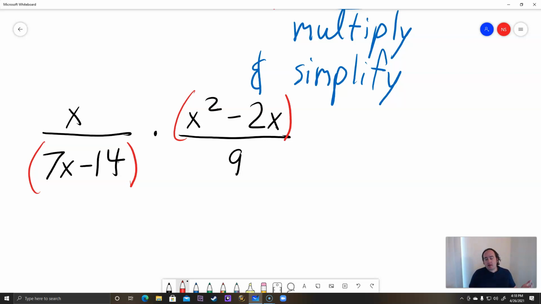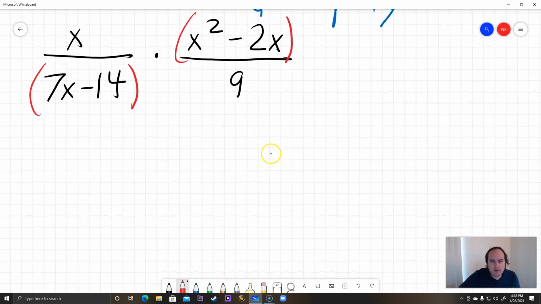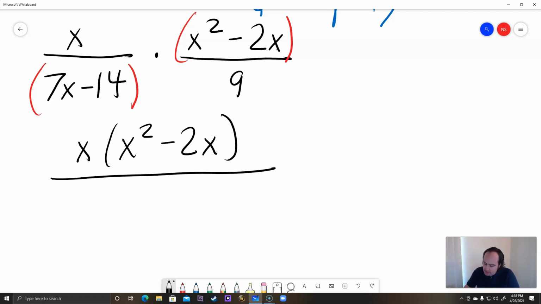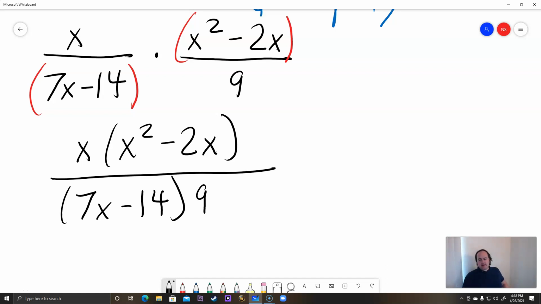Okay, and then the rest of the problem is kind of similar. So we're going to multiply straight across. We're going to multiply the numerator and the denominator separately. So in the numerator we have x times x squared minus 2x. And then in the denominator, we have 7x minus 14 times 9.